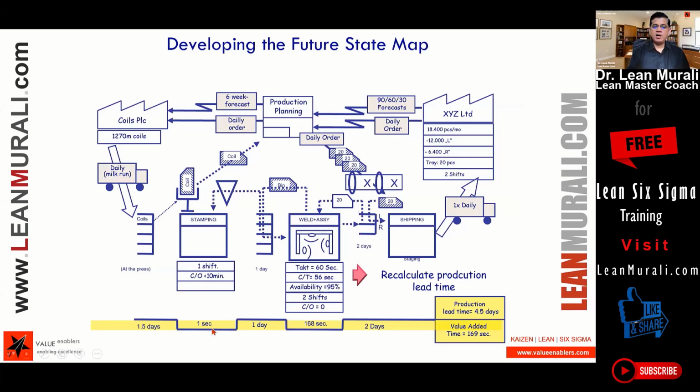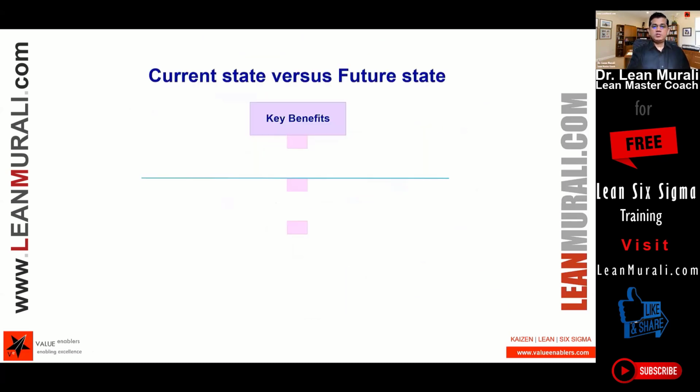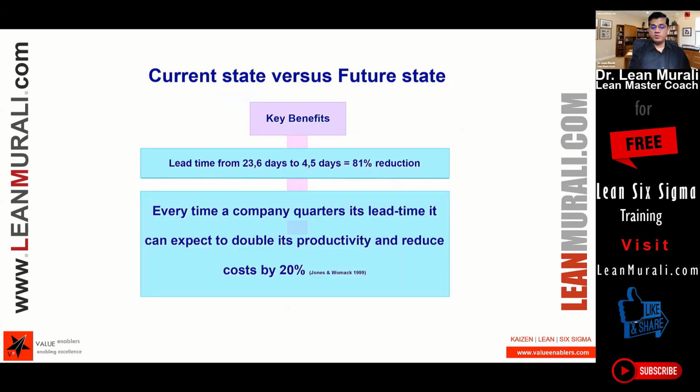All right, so this is how, after all this representation using the future state mapping icons, you can represent it, so that whenever the team is implementing on the shop floor, they can come and refer to the sheet and say, okay, this is what we said. Here we have production Kanban, here we have withdrawal Kanban, here we'll have Kanban post and stuff like that. So the current state versus future state, you have to highlight to the team: we had 23.6 days in the current state, it will go to 4.5 days, an 81% reduction.